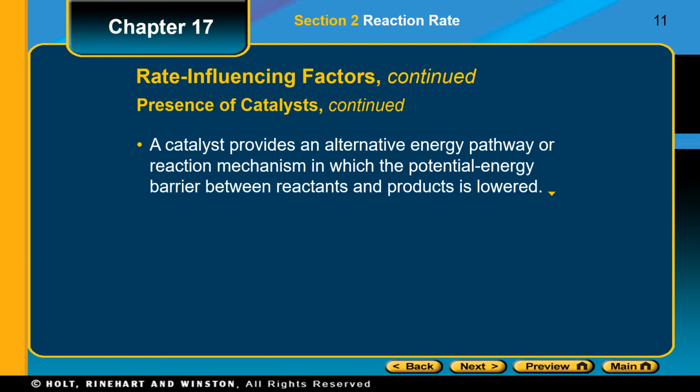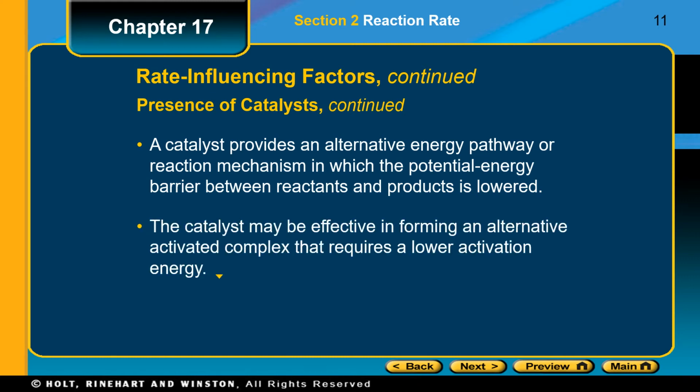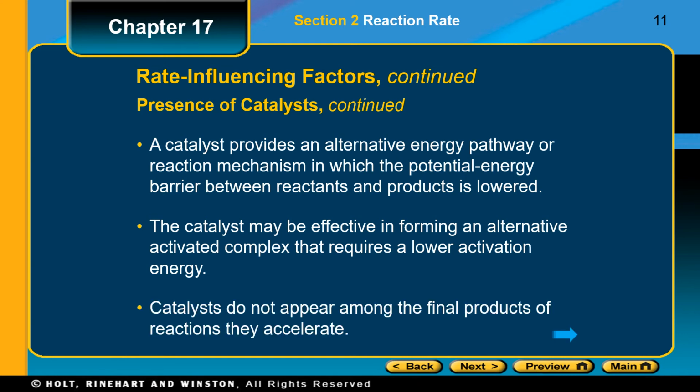So quite often it requires less energy, activation energy, to get the whole thing started. The catalyst may be effective in forming an alternate activated complex, and what that does is it requires less activation energy to make that happen. So it just makes it easier to start. We may not have to add as much energy, or there may already be enough energy present for the reaction to occur. Catalysts do not appear among the final products of the reaction they accelerate.